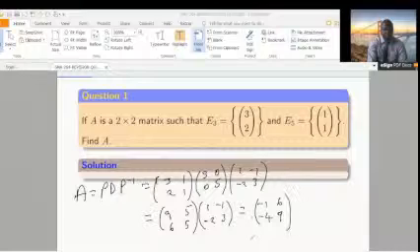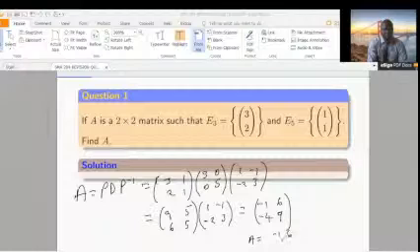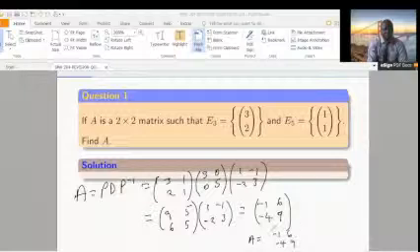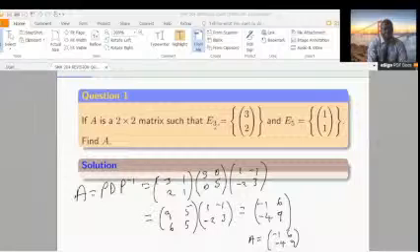So this is A, this is A. And that's what the question wanted us to do, to find the value of A. But there was nothing difficult with this question. You only needed to know that for the eigenvalue 3, the null space was given.